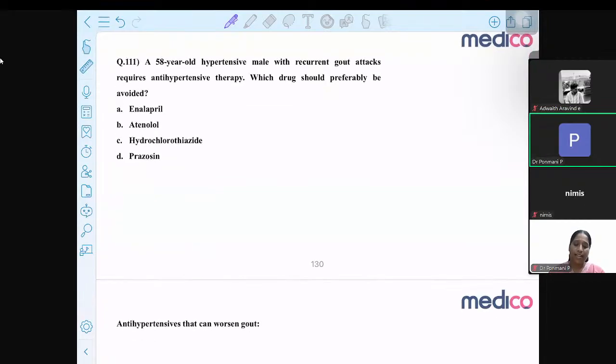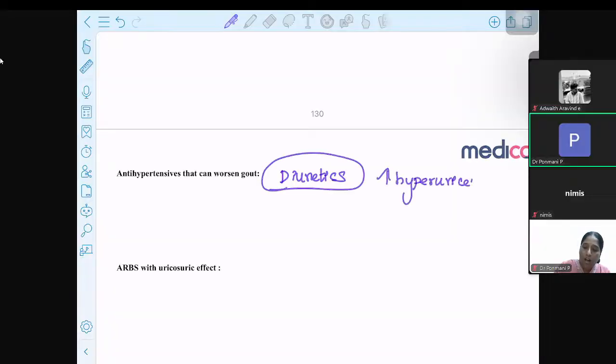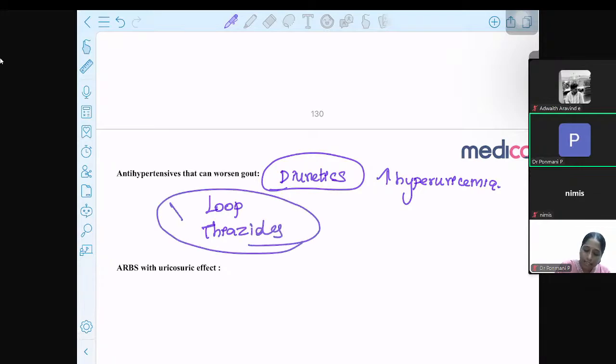And now coming to the next question. A 58-year-old male with recurrent gout attacks requires antihypertensive therapy; which should be avoided? So you must know the antihypertensive that worsens gout. The antihypertensives which worsen gout or which cause hyperuricemia are the two most common diuretics, which are loop diuretic and thiazide diuretic. These two diuretics should be avoided in gout.